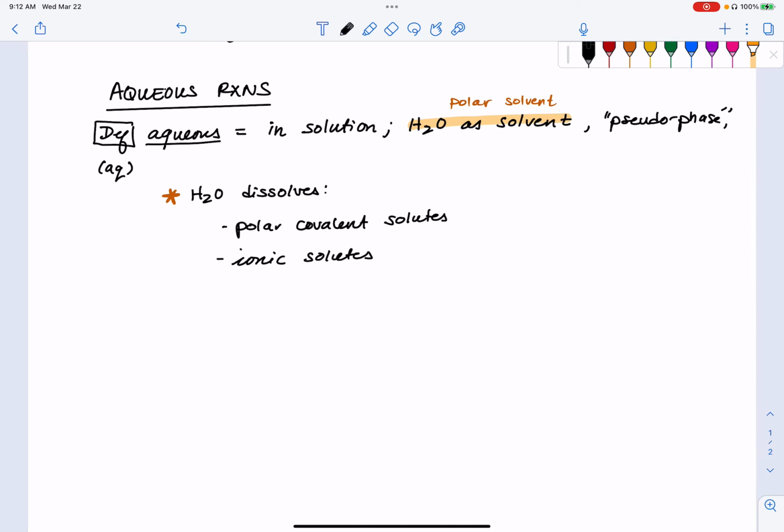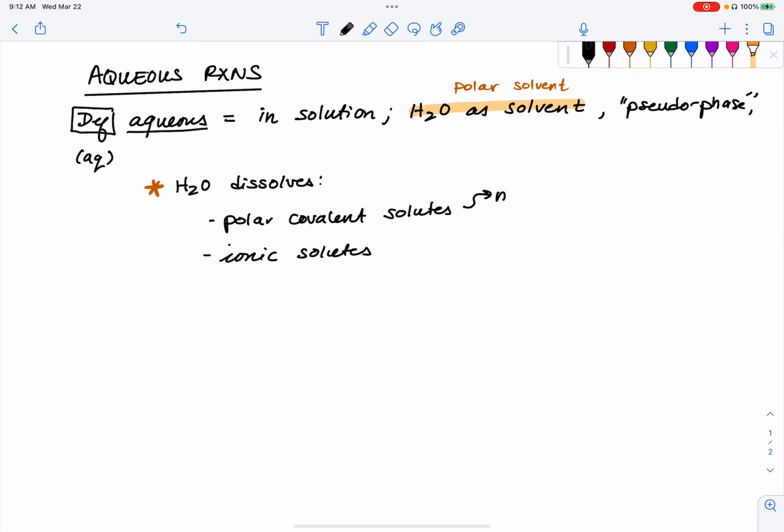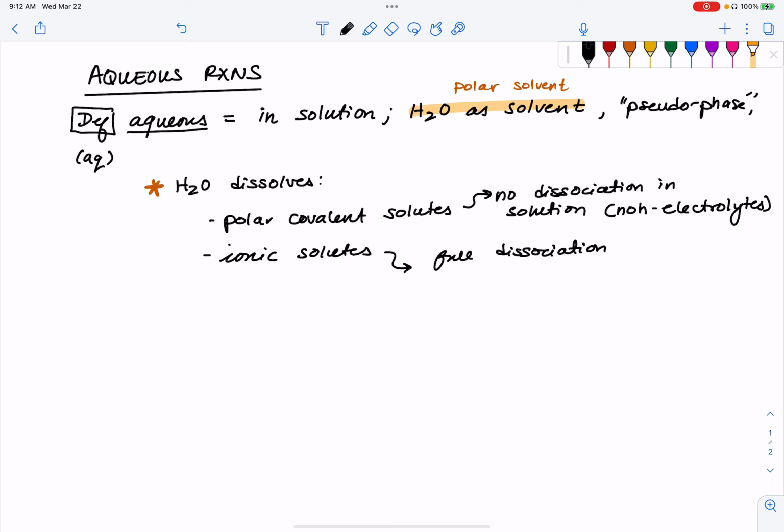And the difference between these two is that polar covalent solutes have no dissociation into solution. They retain their overall molecular form. So these are our non-electrolytes. And ionic solutes are the exact opposite. We do see full dissociation into ions in solution, which is what makes our ionic solutes strong electrolytes.